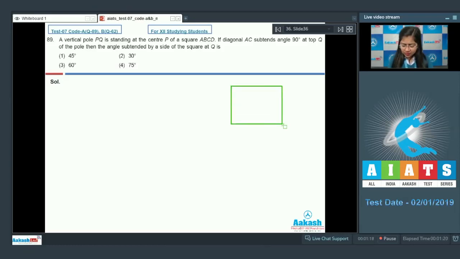Let us say this is a square ABCD and we have a pole PQ standing at the center P of the square. Let us say this is the point P and this is the diagonal AC, right? So this is the point P. We have a tower at the center of this square. Let us say the side of the square is a, right?